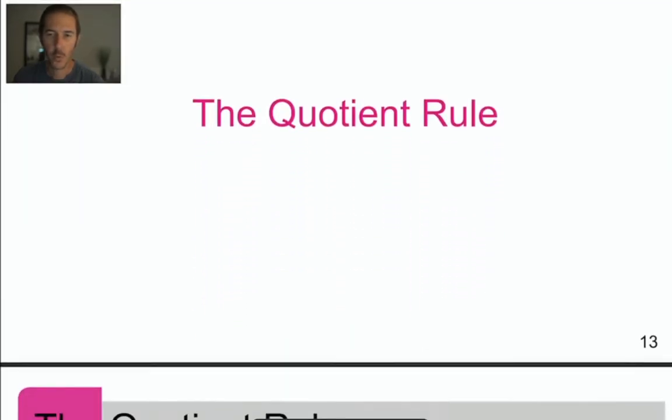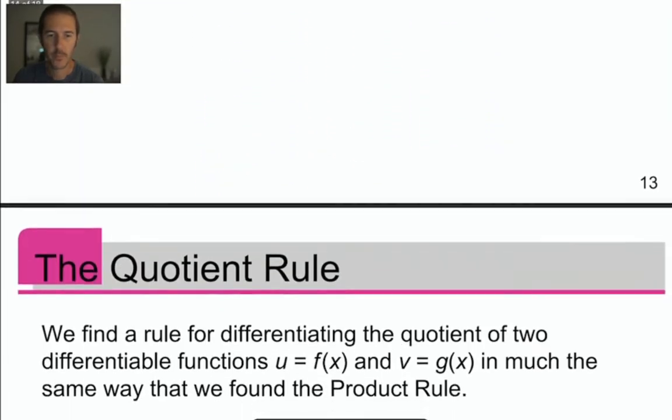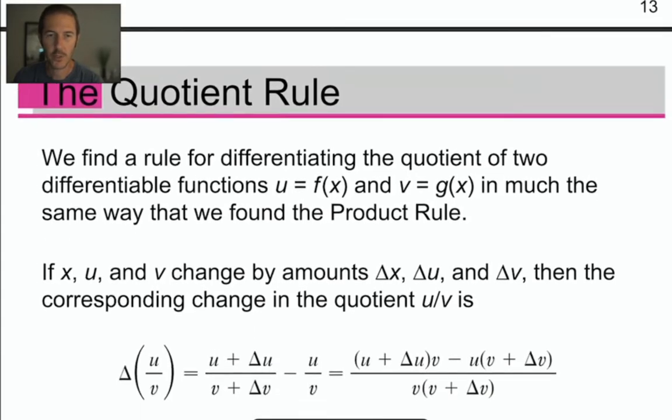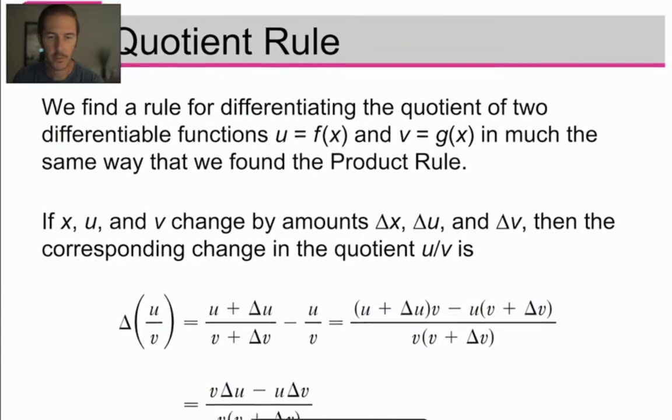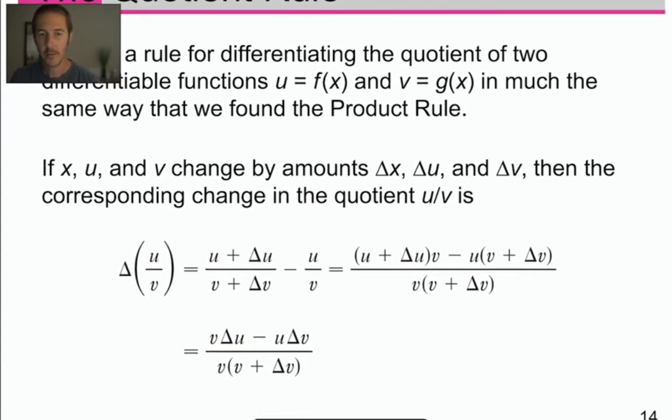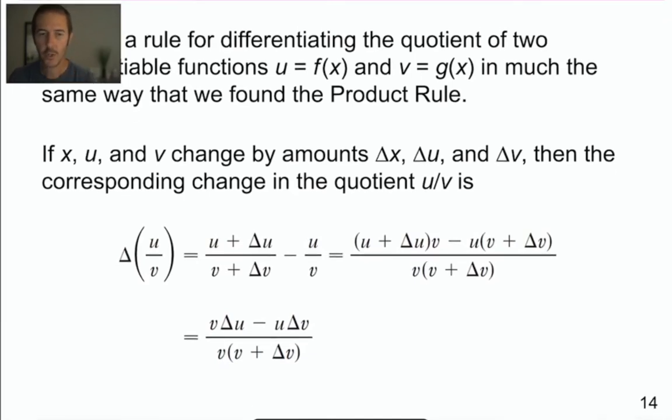And then there's the quotient rule. The result of multiplication is a product. The result of division is called the quotient. That's why this is called the quotient rule, because it involves division. And here we're seeing capital delta, which involves change.